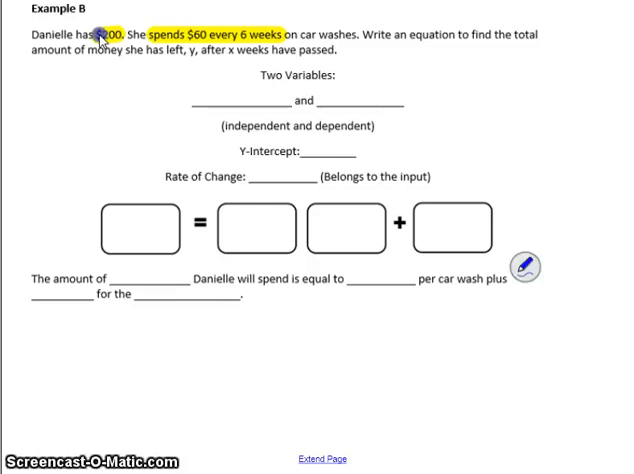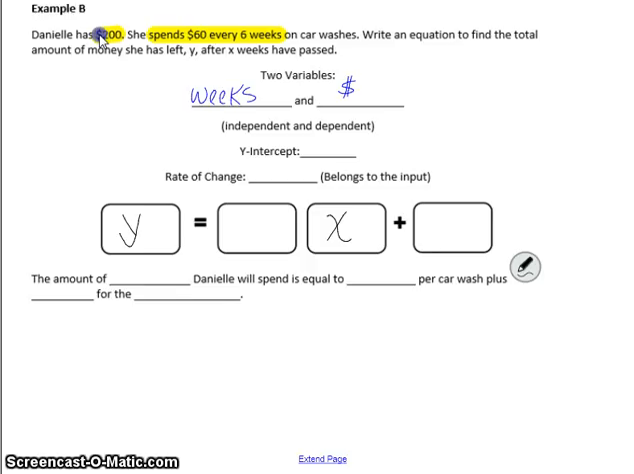So those are the important information that I need. My two variables, I'm talking about weeks and I'm talking about money. Weeks would be my independent variable and my money would be my dependent variable because my money depends on how many weeks that I'm washing my cars. So my y-intercept and rate of change, again, I'm going to hold off on that. First I want to fill in my equation. So the first thing I want to do is put y there and put x here because I know that those are always going to stay the same.